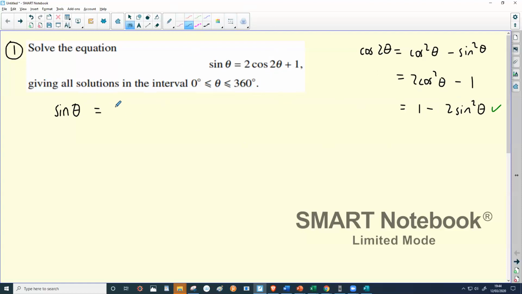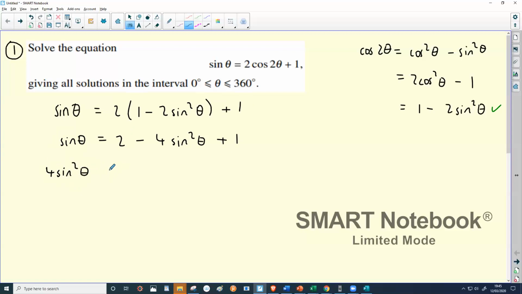So it's 2 cos 2 theta, so I'm going to say 2 times 1 minus 2 sine squared theta plus 1. And if I expand the brackets out, I get 2 minus 4 sine squared theta plus 1. And then if I collect everything on the left-hand side, I get 4 sine squared theta plus sine theta, and the 2 plus 1 is going to be 3 on the right-hand side, so it's minus 3 on the left-hand side equals 0.